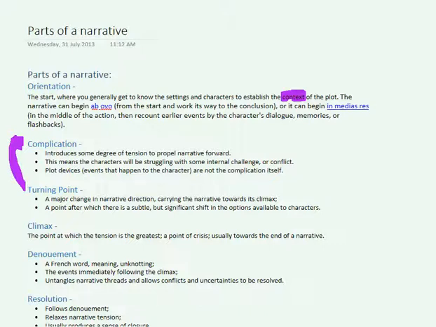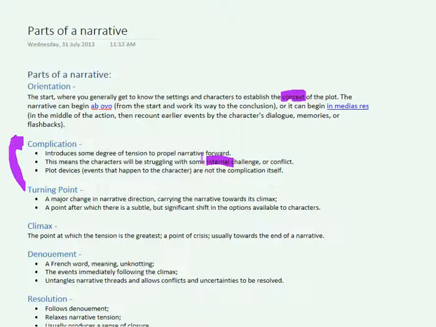All right, this means characters will be struggling with some internal challenge or conflict. The reason why I mention this being internal and highlight it is because plot devices are not complications. Plot devices are events that happen to the character, but they are not the complication itself. Now, when you know the definition of plot devices, which is the final thing we'll look at, that'll make a whole lot more sense to you and you'll understand it a lot better.